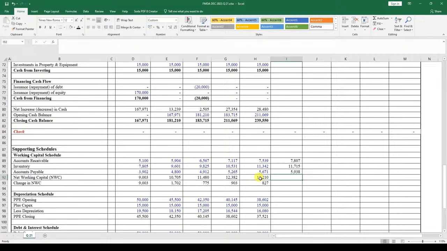Then these are black. It means that they are formulae. To get the net working capital, we get the accounts receivable, we add the inventory, and then we less the accounts payable. That's how we get the net working capital component. So just put it like that, and it picks.